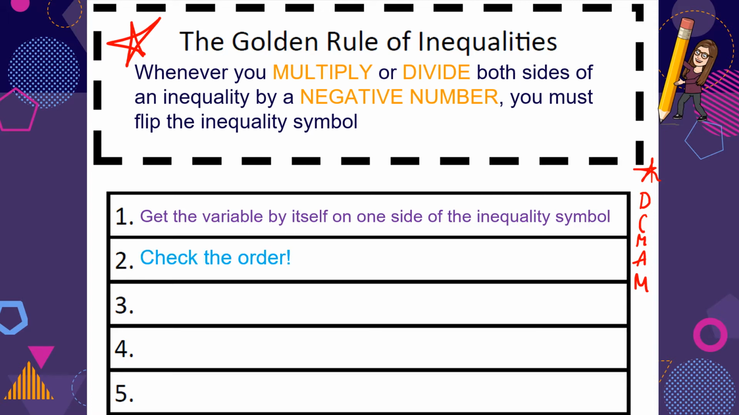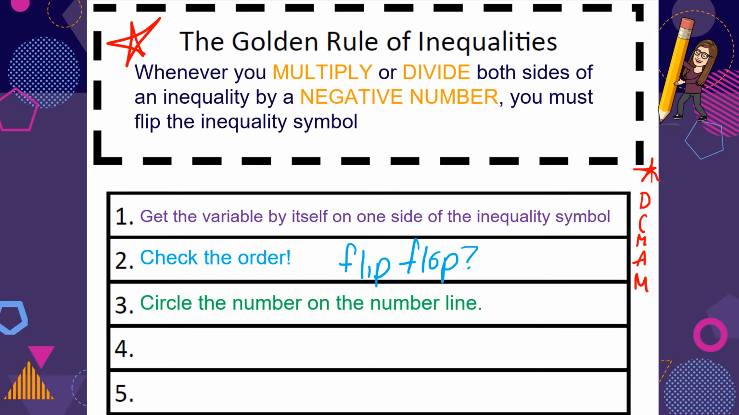Step 2, when you look at your answer, you want to check the order. Do I need to flip-flop? That's what I'm asking there. So maybe say flip-flop question mark. Next, on the number line, we want to circle the number. Here you need to decide if it's going to be open or closed. And lastly, we want to shade appropriately. So remember, you can zigzag, you can shade, you can go up and over, but we want to make sure we're going the right direction.